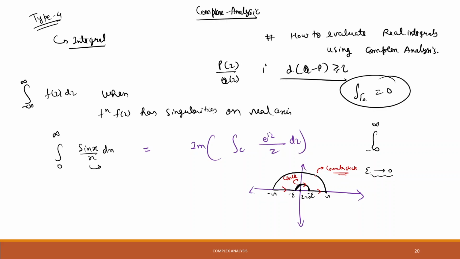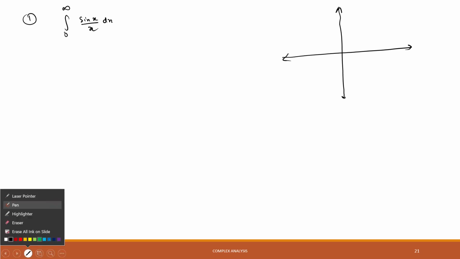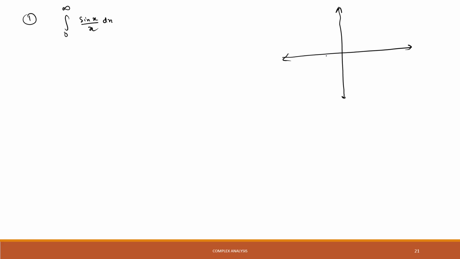For such cases, whenever we have singularities on the real axis, let's take an example. That will be our first example: the integral from 0 to infinity of sin x over x dx. How will we evaluate such integrals? Just consider a semicircular contour in the complex plane, which can be written in such a way like this. I'll explain slowly.